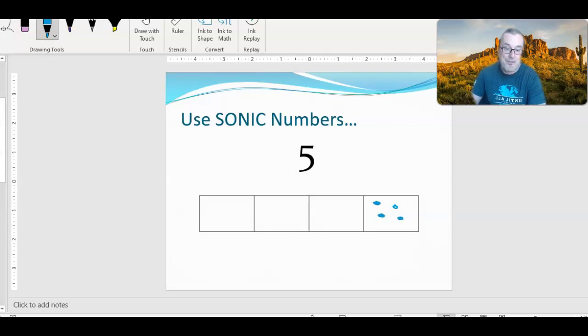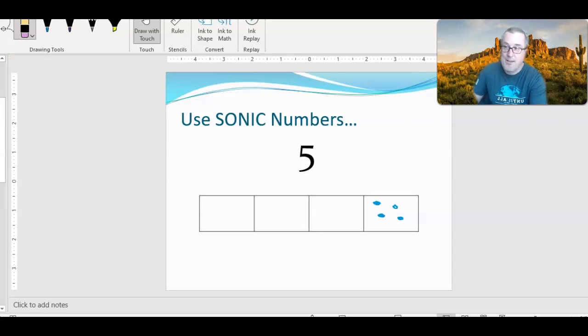Now I'm going to pause there for a minute because if I only had 1 dot, I would use the symbol for 1 in our sonic number system. If I had 2 blue dots, I would use the symbol for 2. If I had 3 blue dots, I'd use the symbol for 3. And if I had 4 blue dots, I'd use the symbol for 4. Life would be good. But when I get to 5, it gets a little awkward because I don't have a symbol for 5. And so here's what we're going to do.